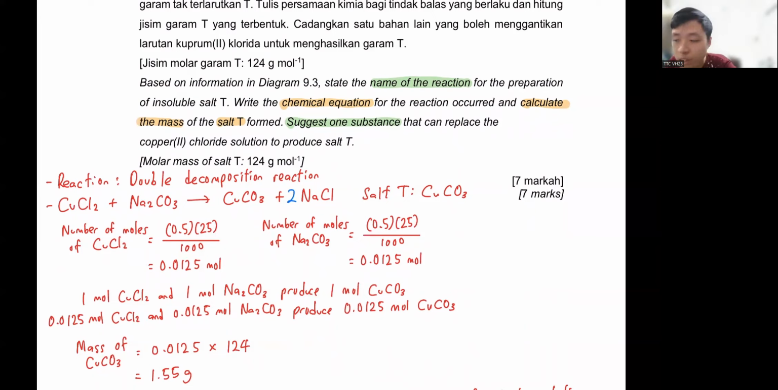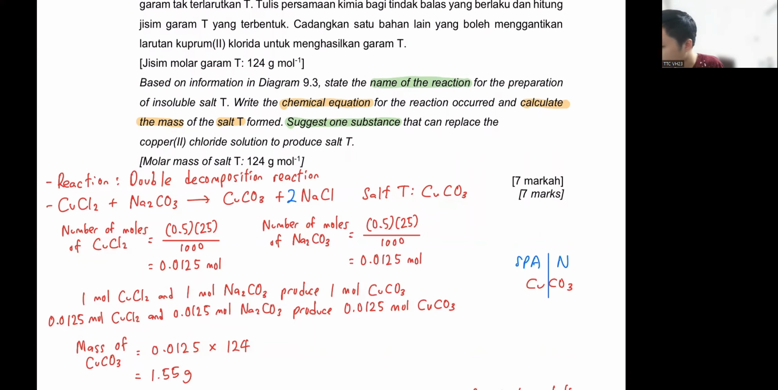Then suggest one substance to replace copper 2 chloride. Remember how to produce an insoluble salt using soluble salts. Let's say I want to prepare CuCO3. You can use a shortcut: prepare this using two soluble salts. Prepare an insoluble salt using soluble salts.